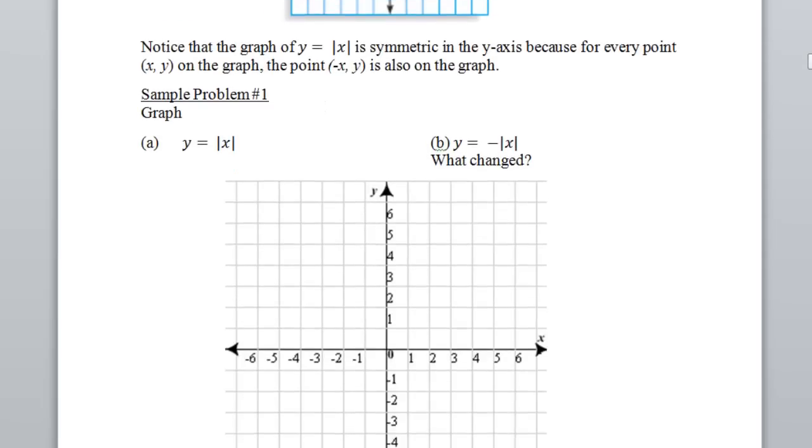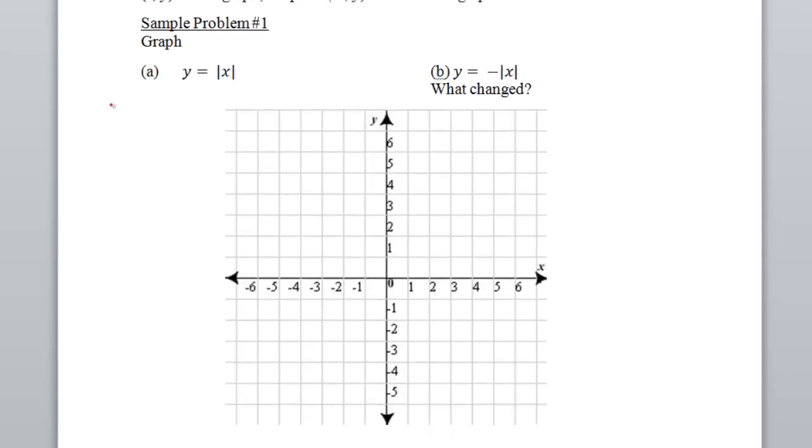For the parent function, y equals x, you could also think of it as f of x equals the absolute value of x, it is always going to have a vertex at 0, 0, and then it's going to have more or less a positive 1 slope on the positive part and a negative 1 slope on the negative part.